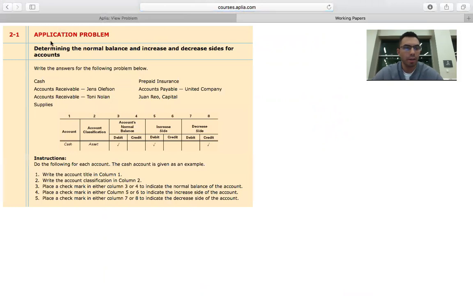We've got our instructions that it gives us, and it says to write the answers to the following problem below, and it gives us these accounts. All right, first one being cash, and then moving down all the way to the capital. There's 5 steps we have to follow in order to classify these accounts into that chart. Okay, so if we follow these 5 steps, we'll go through and we'll do it.